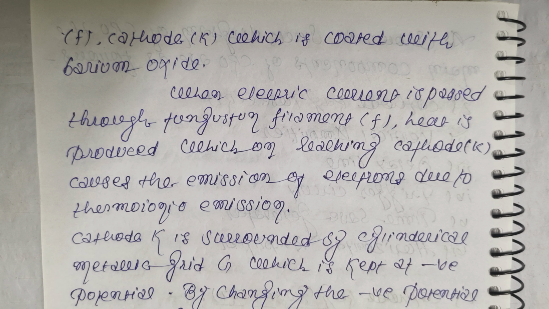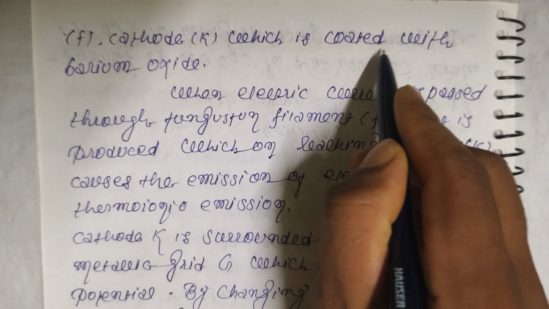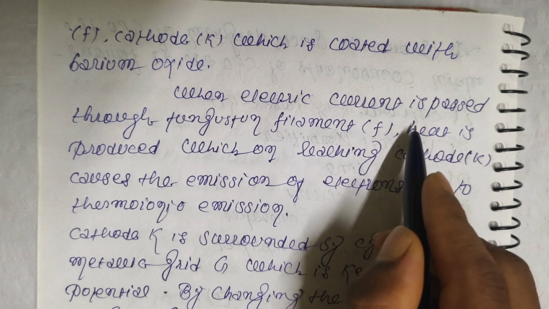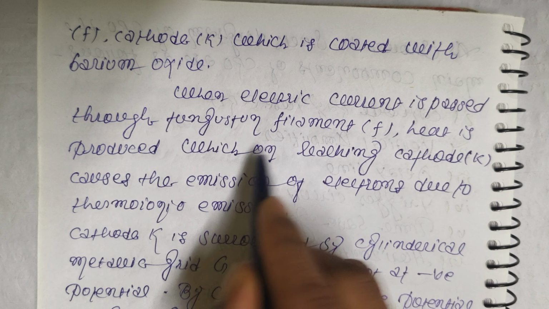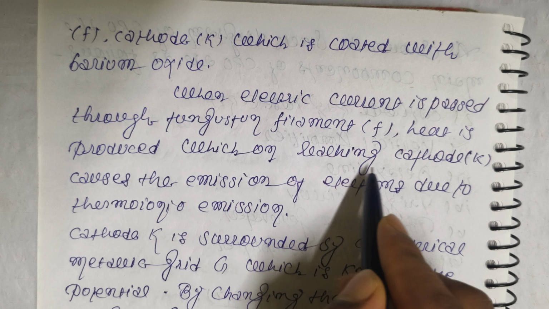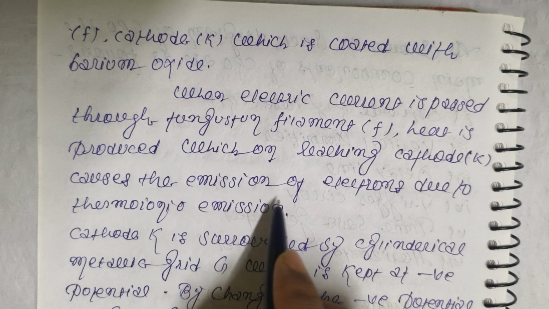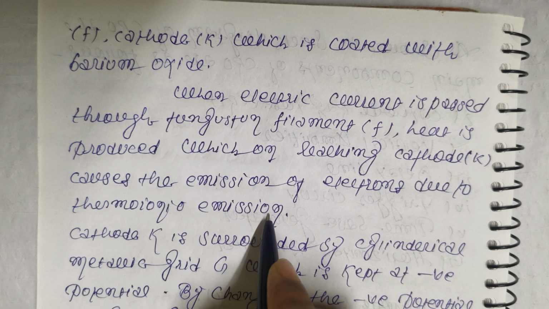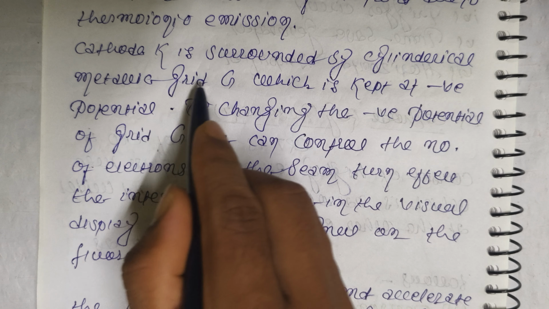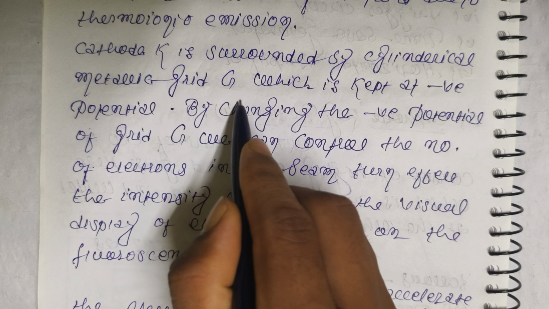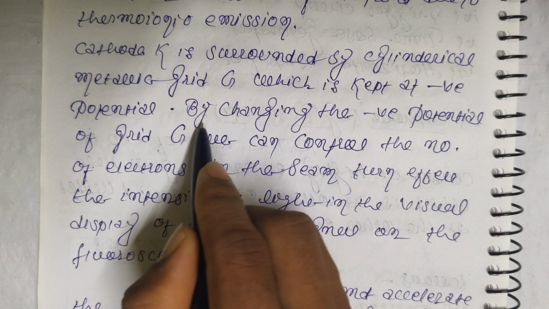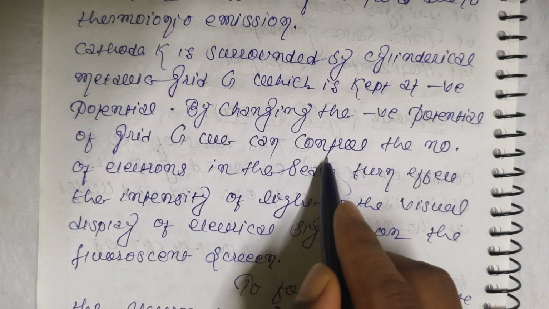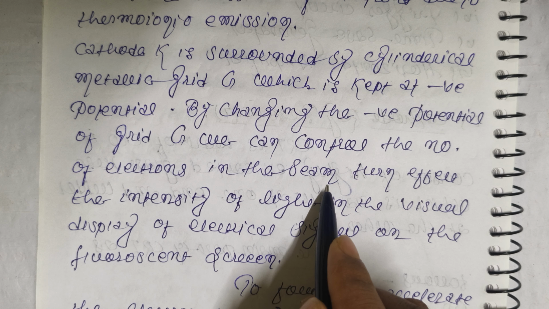Tungsten filament F, cathode K, which is coated with barium oxide. When electric current is passed through tungsten filament F, heat is produced which on reaching cathode K causes the emission of electrons due to thermionic emission. Cathode K is surrounded by a cylindrical metallic grid G, which is kept at negative potential. By changing the negative potential of grid G, we can control the number of electrons in the beam.